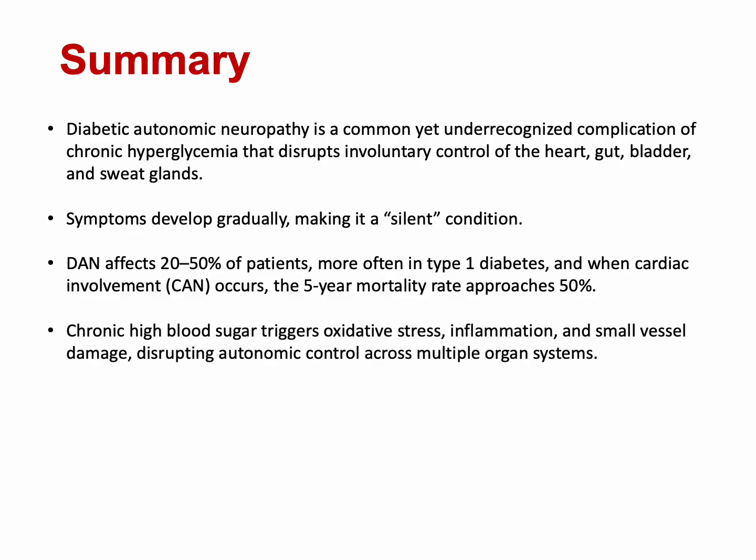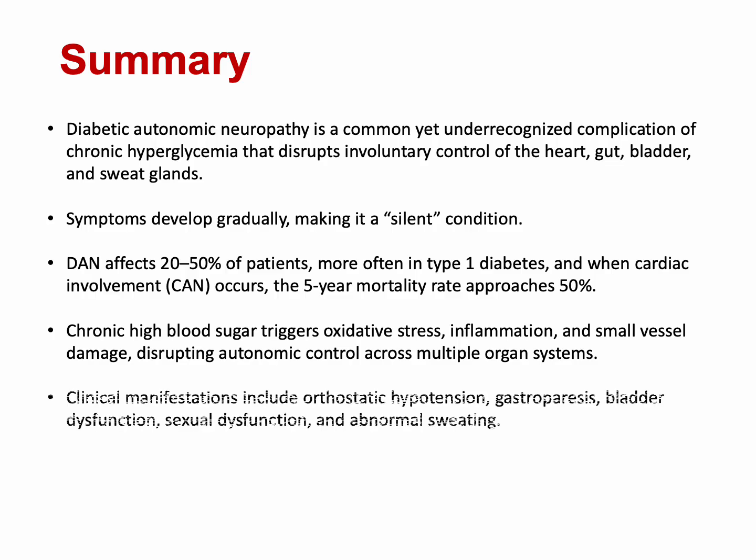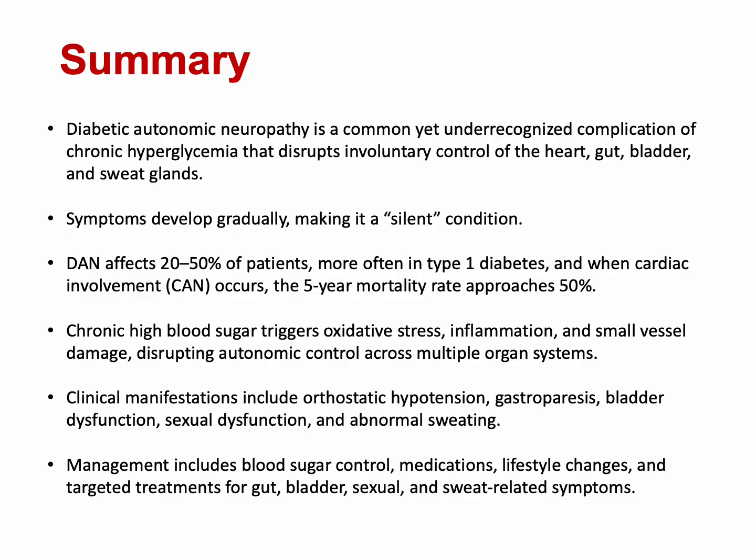Chronic high blood sugar, or chronic hyperglycemia, triggers various pathophysiologic mechanisms such as oxidative stress, inflammation, and small vessel damage, disrupting autonomic control across multiple organ systems. Clinical manifestations include orthostatic hypotension, gastroparesis, bladder dysfunction, sexual dysfunction, and abnormal sweating. So lastly, management includes sugar control, medication, lifestyle changes, and targeted treatment for gut, bladder, sexual, and sweat-related symptoms.